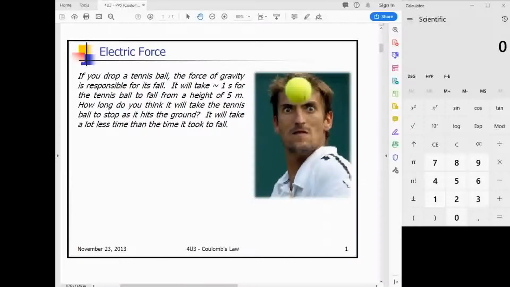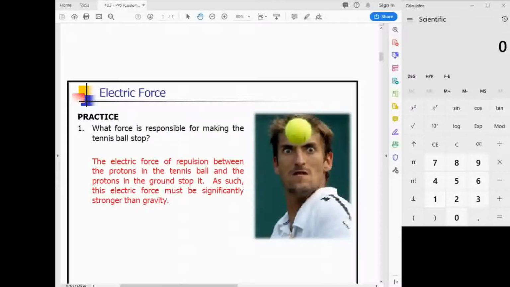So we'll start, and it says here that if you drop a tennis ball, the force that causes it to fall is the force of gravity. And the ball will fall, it will hit the floor, and it'll bounce back. It says it'll take about 1 second for the tennis ball to fall from a height of 5 meters. How long do you think it will take the tennis ball to stop as it hits the ground? And it says it'll take a lot less time than it took to fall.